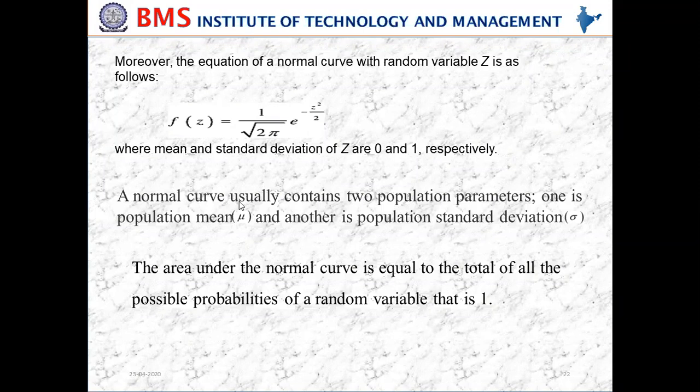A normal curve usually contains two population parameters: one is the mean, the other one is the standard deviation. The area under the normal curve is always equal to 1. The area under the normal curve is equal to the total of all the possible probabilities of the random variable, that is equal to 1.